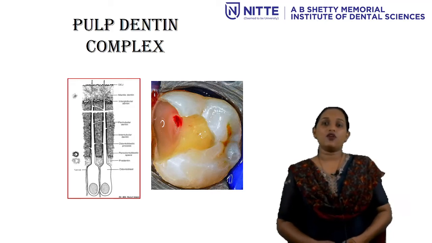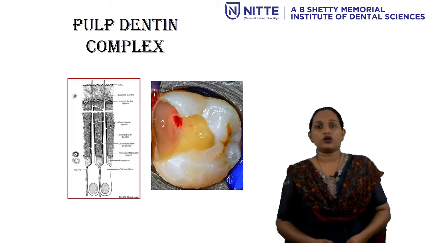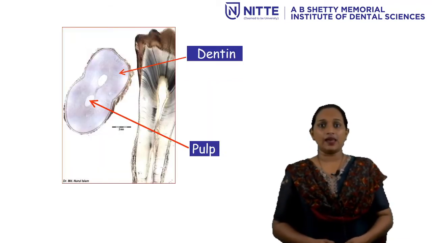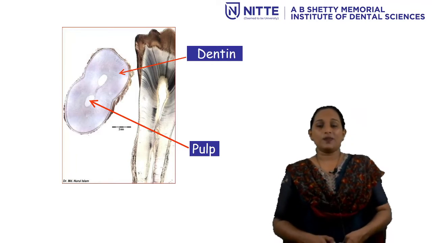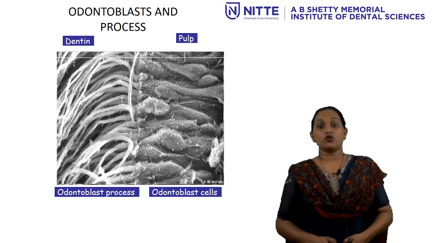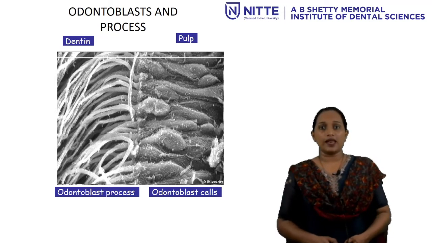Hello students, before understanding what is pulpal disease, it's important to know about the pulp-dentin complex. As shown in this picture, the dentin and the pulp are closely associated mainly because of the odontoblasts. In this picture, you can see how the odontoblastic processes are getting into the dentin from the pulp.